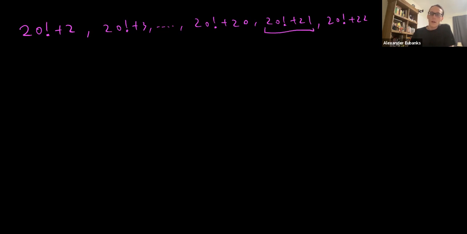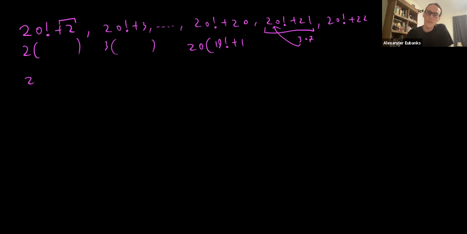The reason we know these are composite is that 21 is 3 times 7, and 3 and 7 are both factors of 20 factorial, right? If you write it out, it's 20 times 19 times 18, right? The rest of these, you can see very clearly are composite because these numbers are smaller than 20. 20, you could factor that out, so this would be 2 times something. This would be 3 times something, because 3's in here. When you get down here, you could pull out 20 and you'd have 19 factorial plus 1.